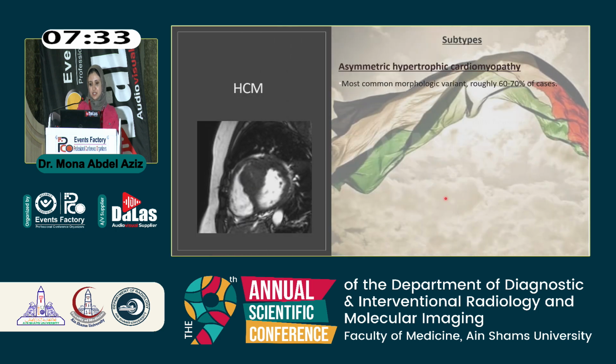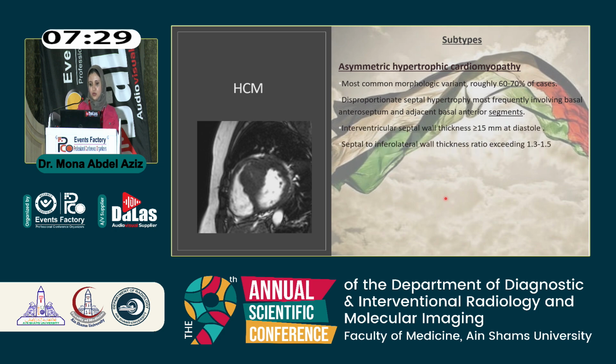So HCM has several subtypes. We'll discuss some of the important ones. The first is asymmetrical hypertrophic cardiomyopathy, which is the most common variant, 60 to 70% of cases. It is defined as disproportionate septal hypertrophy, which affects mainly the basal anteroseptum and the adjacent basal anterior segments.